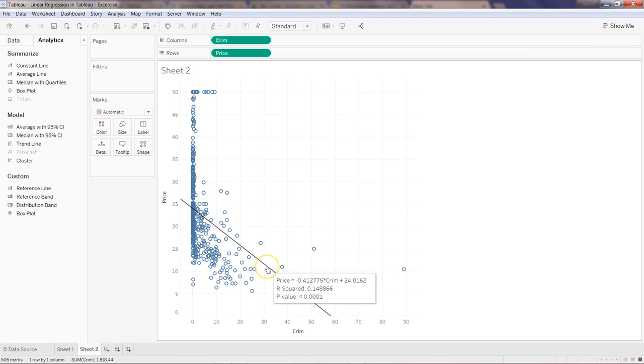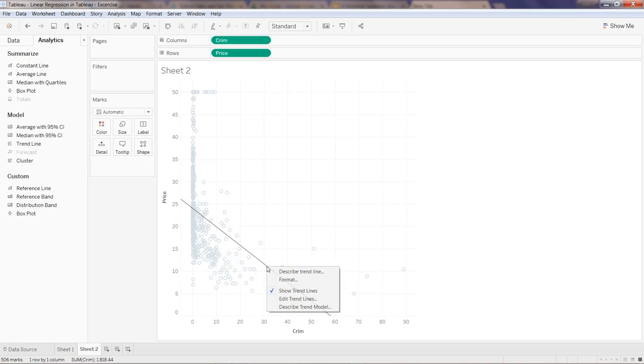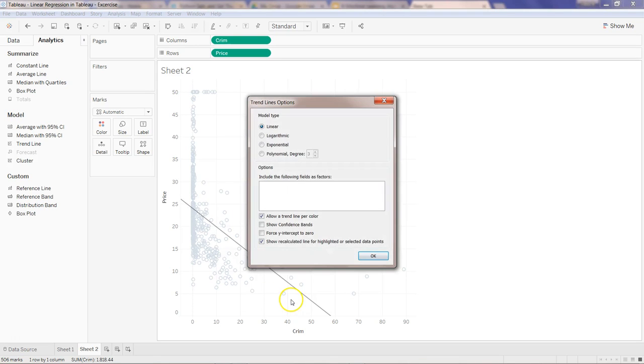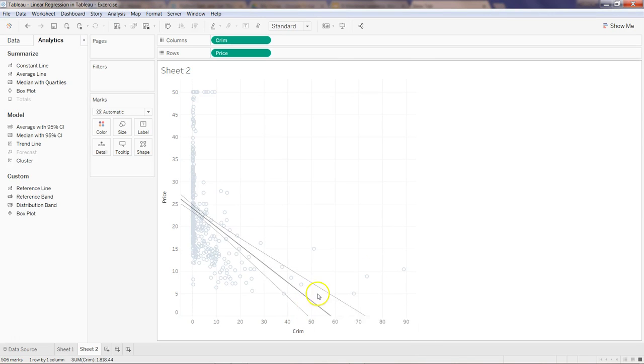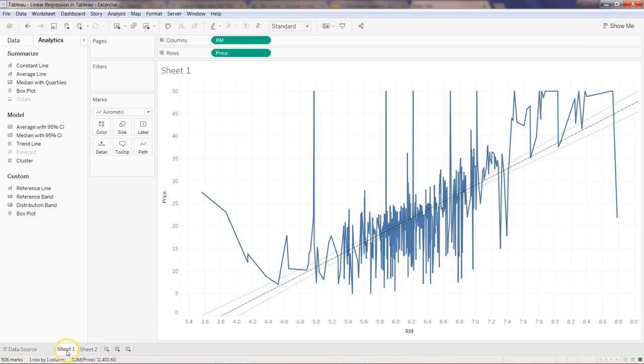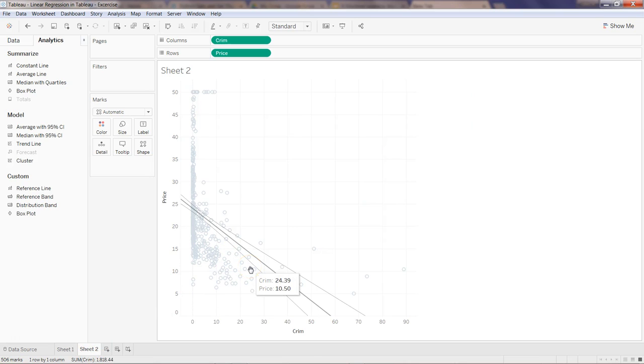So that's quickly how you can create it. Also, if I right click and go into the edit trend line and show the confidence band, I will see that the confidence band is pretty high in case of crime rate when we compare it with the average number of rooms per dwelling. So that's how you can very easily create linear regression, and hope you found the solution useful.